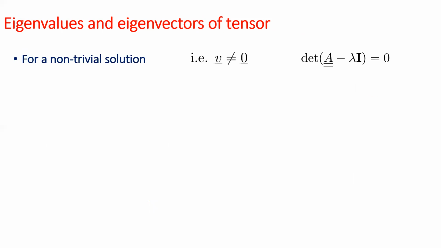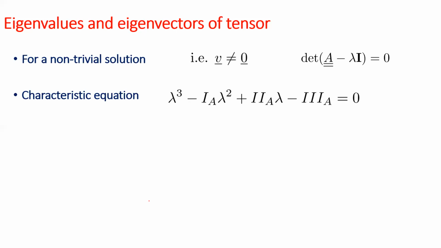Trivial solution is where everything is 0. So apart from that, if you want a solution, then the determinant has to be 0. It's a second order tensor and the corresponding second order identity tensor. So we are essentially looking at 3 by 3 matrices, the determinant of a 3 by 3 sized matrix. And if you solve it, since it is a 3 by 3 matrix, you get a third order polynomial.